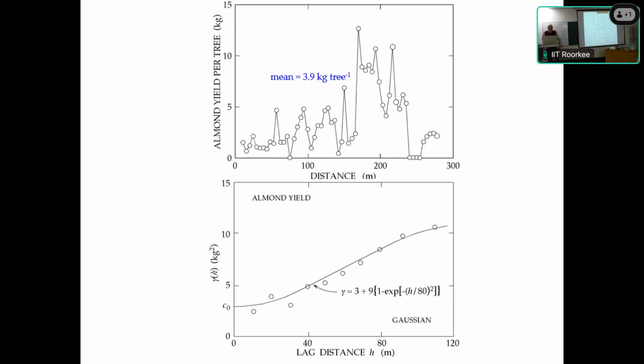A form of a Gaussian model are these almond yield data that I sampled as a postdoc in Davis in an almond orchard. So we have almond yields taken per tree, and at short distances, the semi-variogram remains calm. Down here, we have a nugget variance, and then from a certain distance on, the variance takes off. And we describe this with the Gaussian model. So you've seen now different applications for different model types.